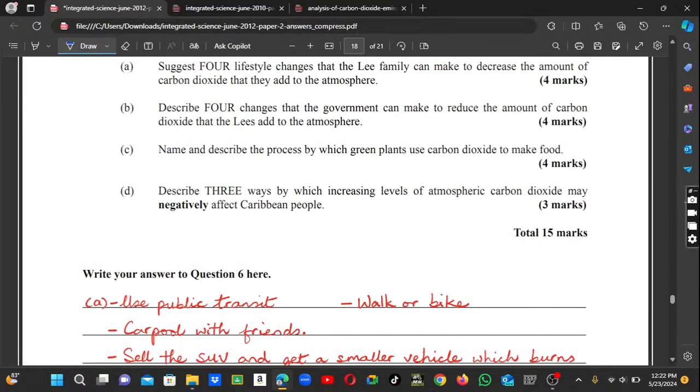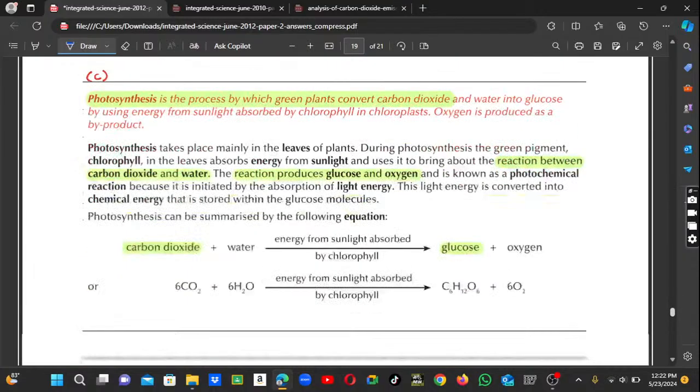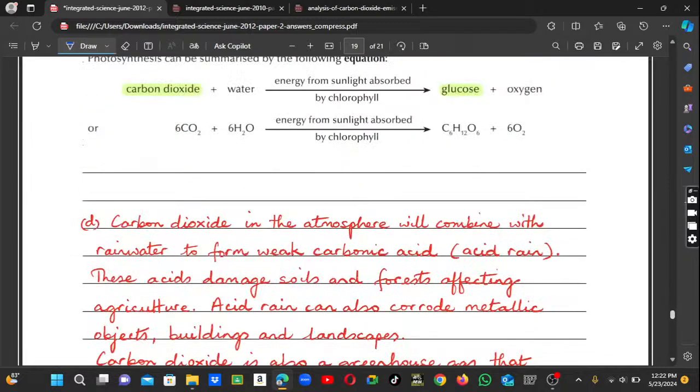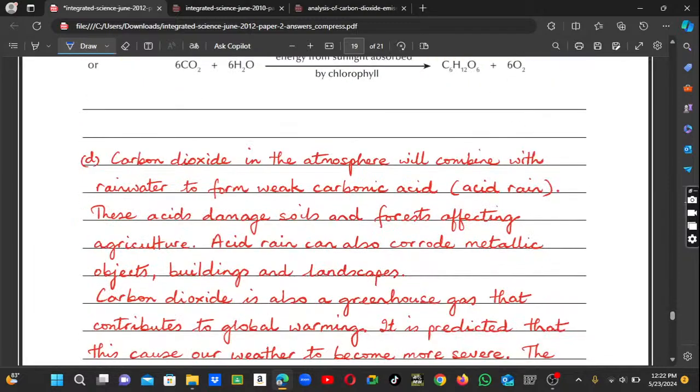So we need to describe three ways in which increasing the level of atmospheric carbon dioxide may negatively affect Caribbean people. So we are talking about how carbon dioxide can affect the people in the Caribbean, three ways. First, carbon dioxide in the atmosphere will combine with rainwater to form weak carbonic acid.